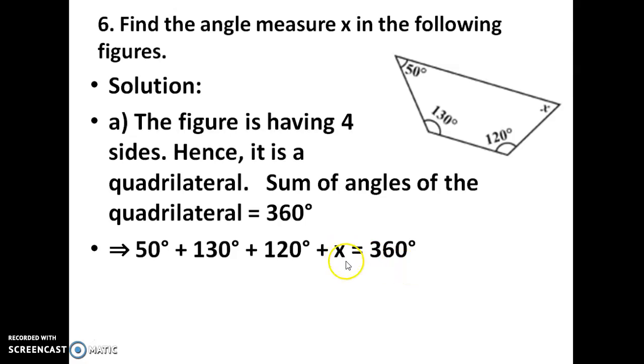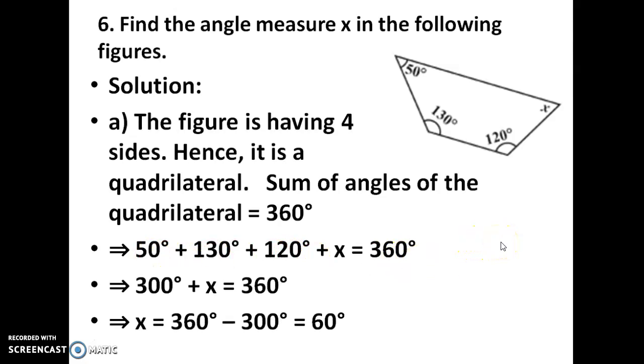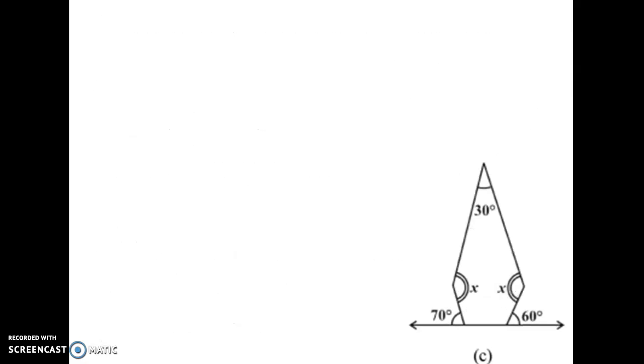360. So in order to find x, you have to bring all these values to the other side of the equal sign. So x is equal to 360 minus 300, which is equal to 60 degrees. That's the answer. Now the next figure.